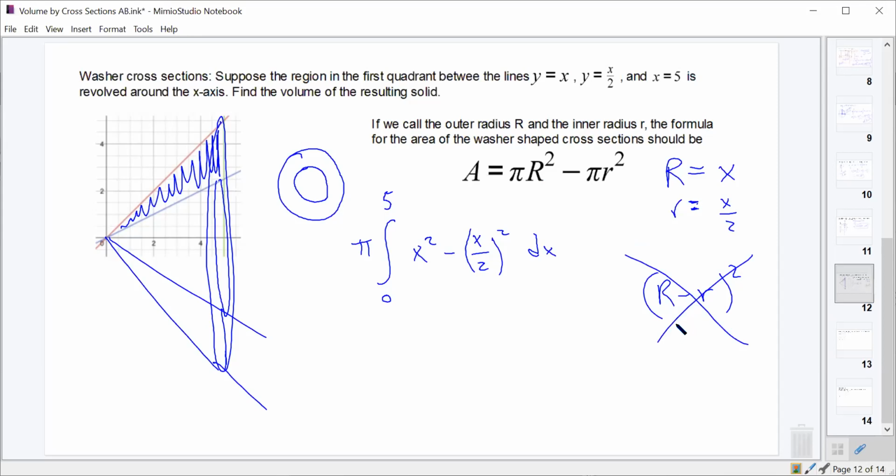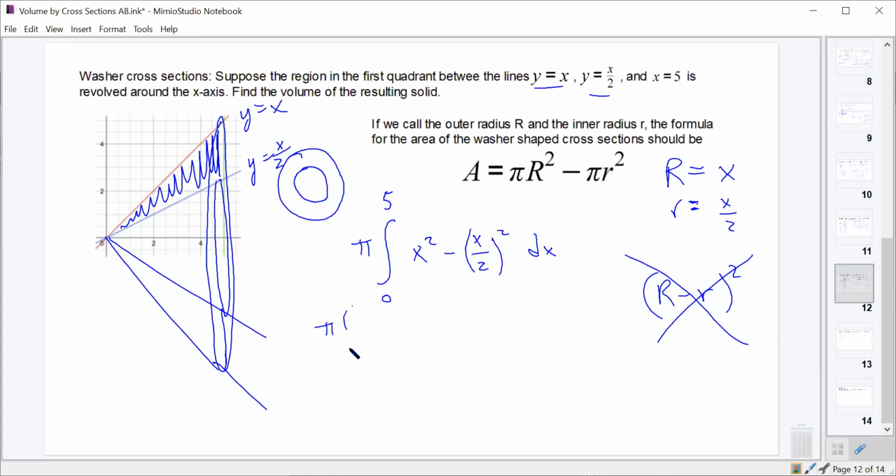Wait, where did you get the big R equals x and the little r equals x over 2? Like, where did you get those from? Well, this is the function y equals x. This is the function y equals x over 2. So the outer radius is the upper function. The smaller radius is the lower function. Okay, cool.